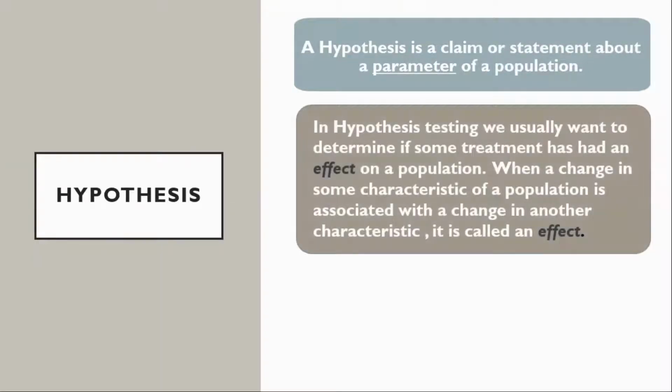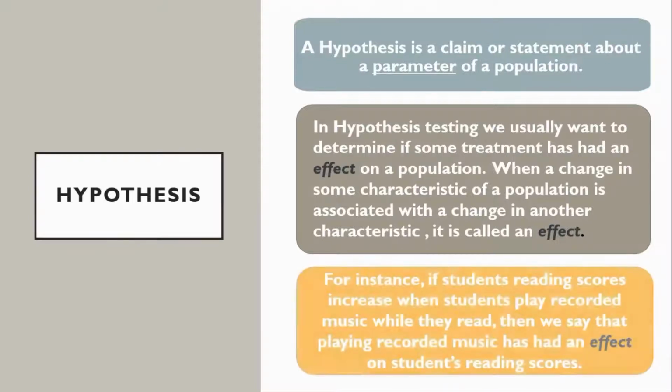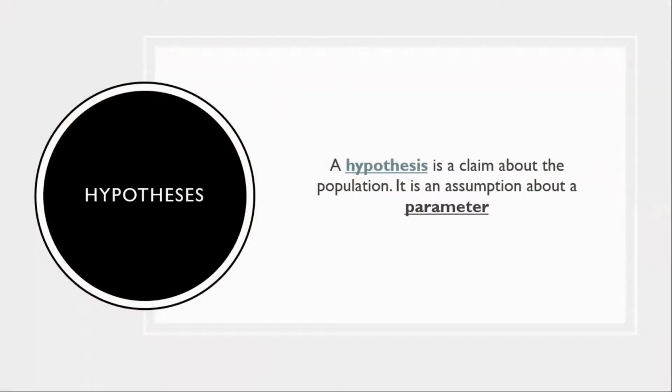In hypothesis testing, we usually want to determine if some treatment has had an effect on a population. When a change in some characteristic of a population is associated with a change in another characteristic, we call it an effect, right? For instance, if we want to show that playing music in the background while students take a test or read has an effect, we would conduct an experiment and ask if the playing of music had an effect on their reading scores. So a hypothesis is a claim about a population, used as an assumption about a parameter.